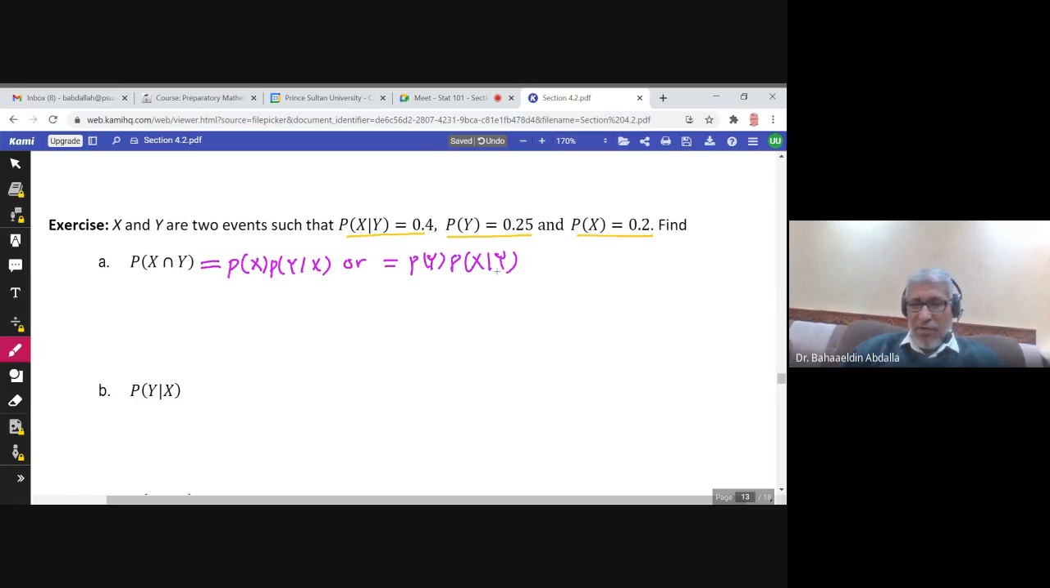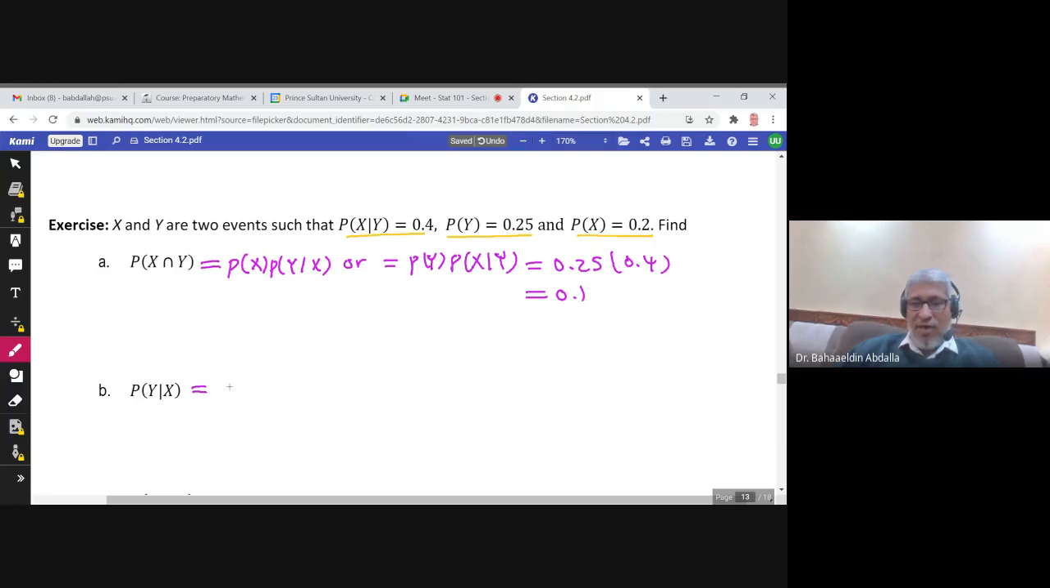Is probability of X given Y there? Yes, it's given in the question. So I cannot use this because probability of Y given X is not given, but I can use this. Probability of Y is 0.25, probability of X given Y is 0.4, and this would be the probability of X intersection Y. So it's 0.25 times 0.4, the answer is 0.1. So this is the probability of the intersection.